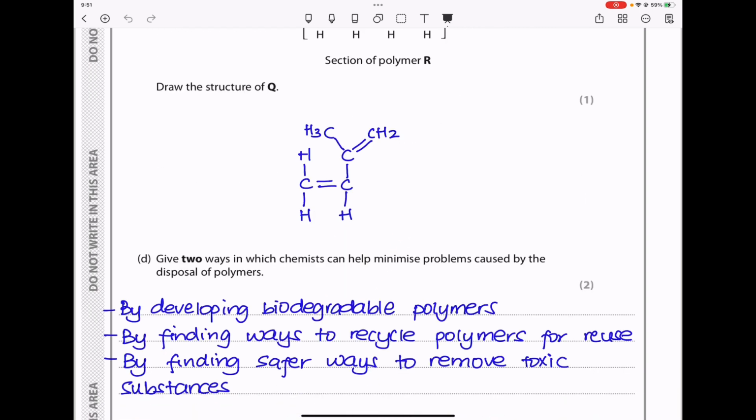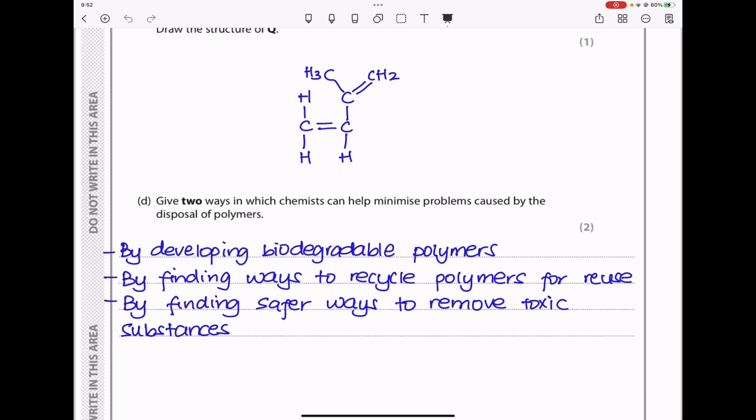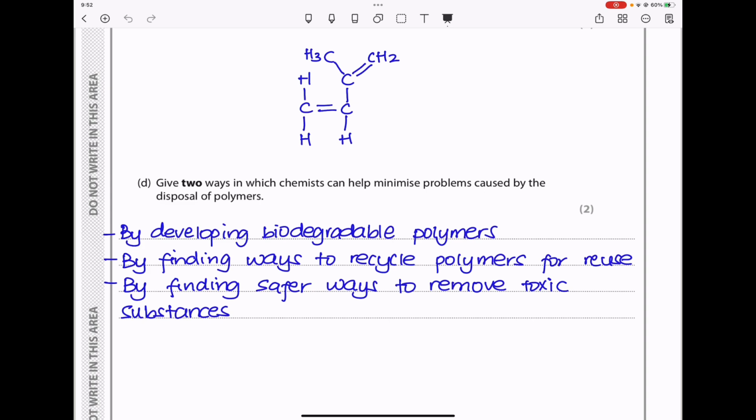Then down here they say, give 2 ways in which chemists can help minimize problems caused by the disposal of polymers. Chemists could help by developing biodegradable polymers, or they could find ways of recycling or reusing some of these polymers so that they can be reused for the same polymerization process, or they could find safer ways to remove toxic substances before disposal of these polymers.